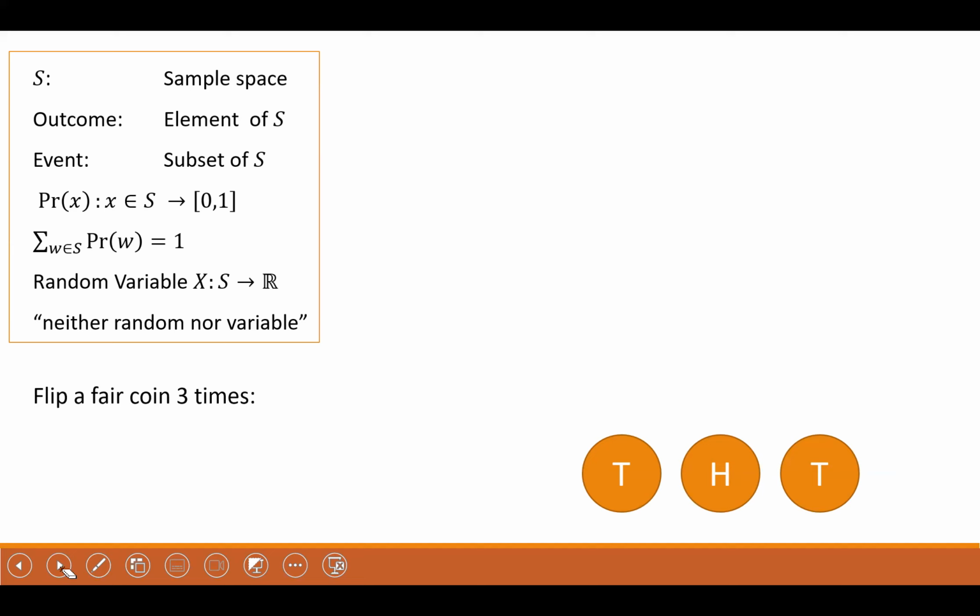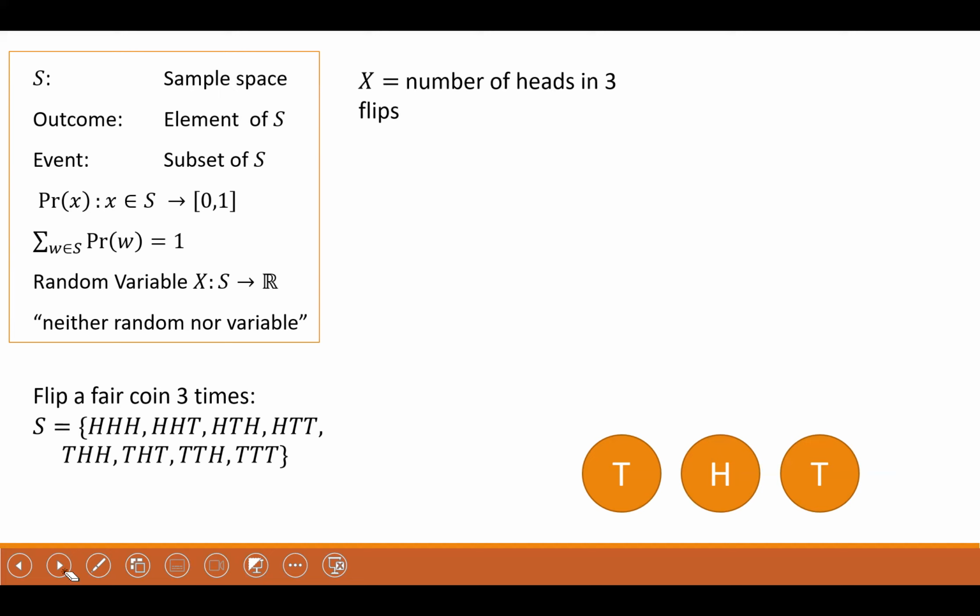Okay, so let's say we perform an experiment where we flip a fair coin 3 times, right? And then I can list out all of the outcomes in my sample space, which is all of the ways I can get heads and tails on 3 flips. So there's 8 outcomes in my sample space. And then I can define a random variable X. Again, I can define it however I like. So I'm going to define it as the number of heads in my 3 flips.